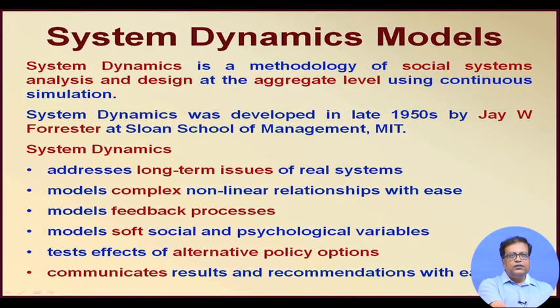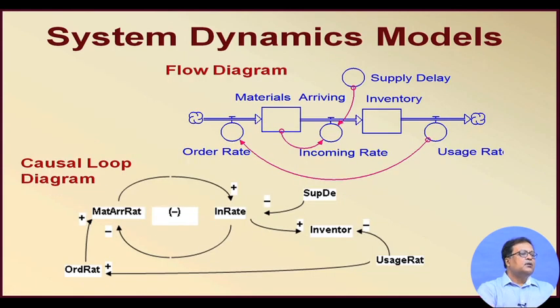You see, first of all, there are several things that it does. First of all, it addresses long term issues of real systems, models complex nonlinear relationships with ease, models feedback processes, able to model soft social and psychological variables, tests effects of alternative policy options and communicate results and recommendations with ease, right. So, it is a methodology of social system analysis and design at the aggregate level using continuous simulation. How it does? Let us look at an example, right.